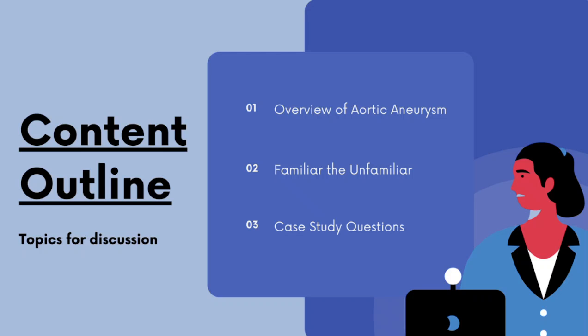We are the second part of the group that will report about the circulatory part of the case study. So first, what is the content outline of our discussion? First is the overview of the aortic aneurysm, since it is the disease that we have in our case study. Then the second part will be the familiar and the unfamiliar. And the last one is the case study questions.